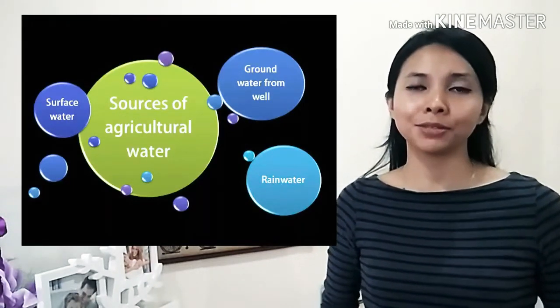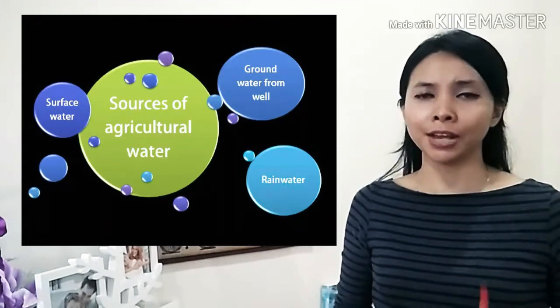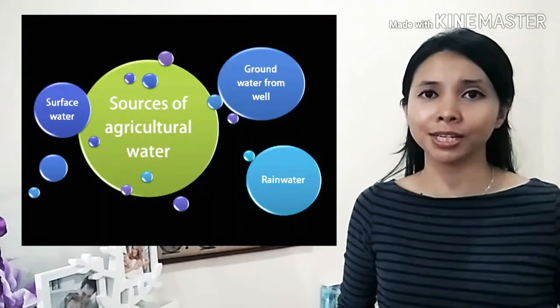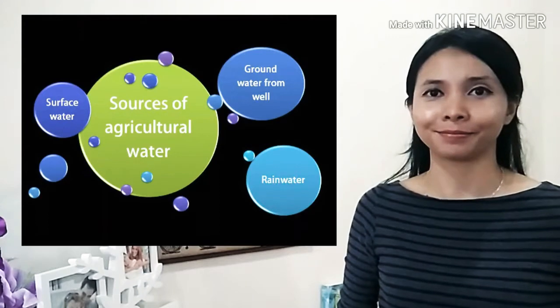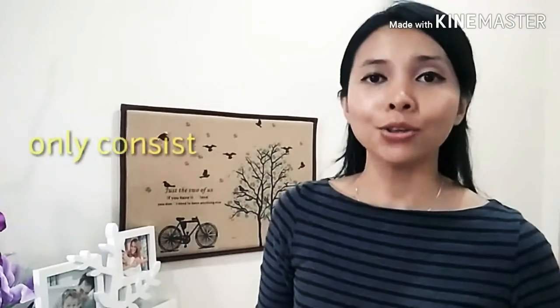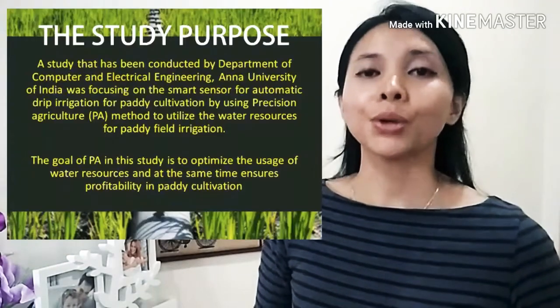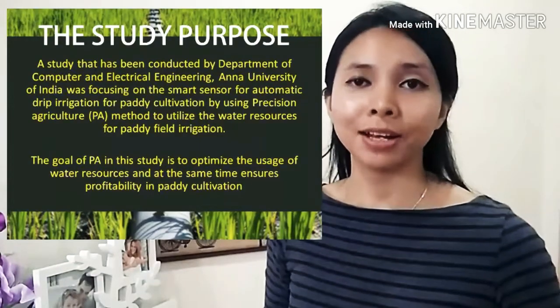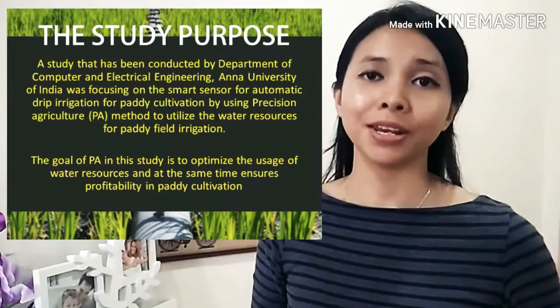Agriculture water comes from a variety of sources. The typical sources of agriculture water are surface water, groundwater from wells, and also rainwater. Freshwater resources worldwide only consist of 2.5%. Due to the scarce amount of fresh water worldwide for agricultural activities, this study uses precision agriculture methods to utilize the water resources for paddy field irrigation.